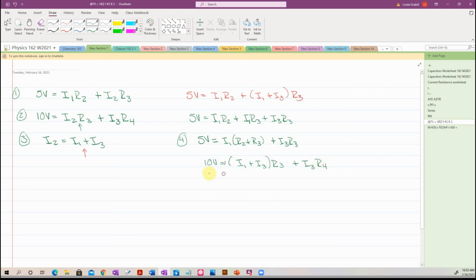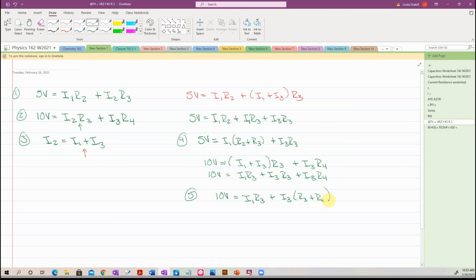And again, I'm going to simplify that and distribute so I can combine things. So I1 R3 plus I3 R3 plus I3 R4. Cool. And rewrite it again. This will be equation 5. It's going to be 10 volts equals, let's see, I1 R3 plus, and I'm going to factor out the I3. So I have just numbers here, R3 and R4. There we go.